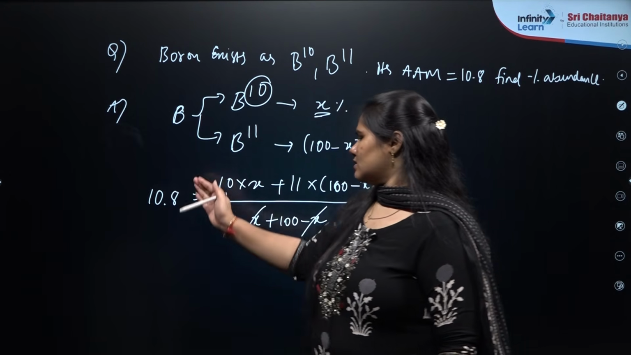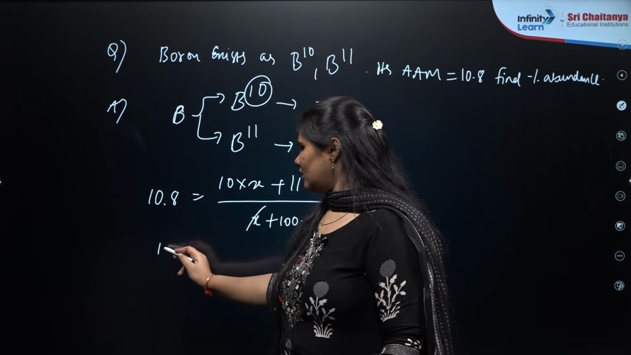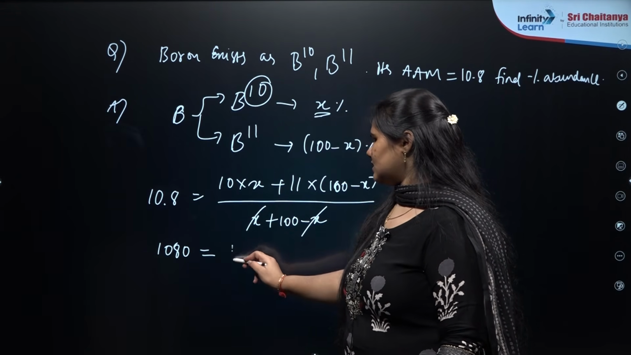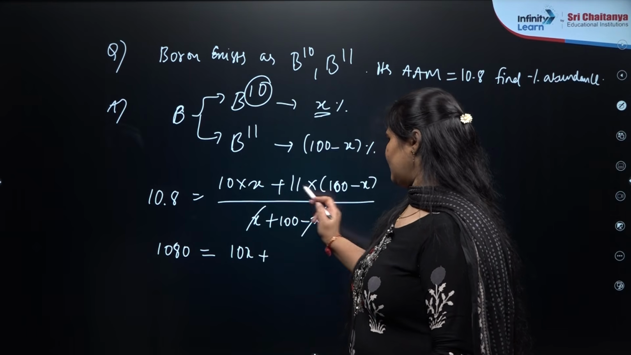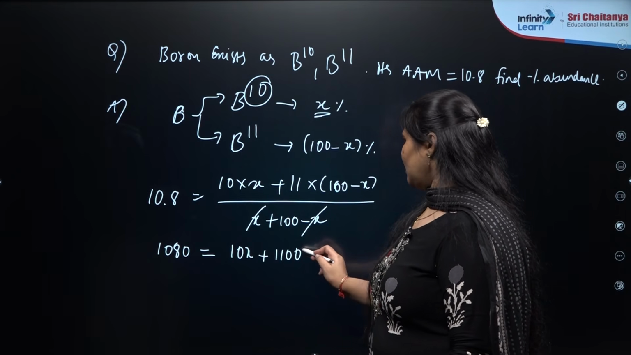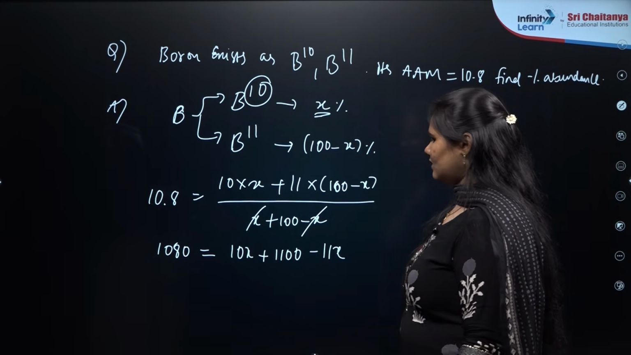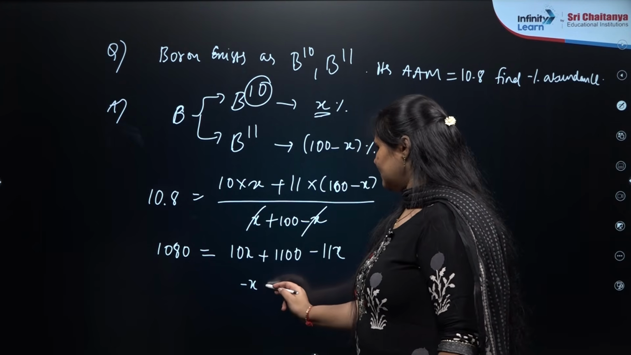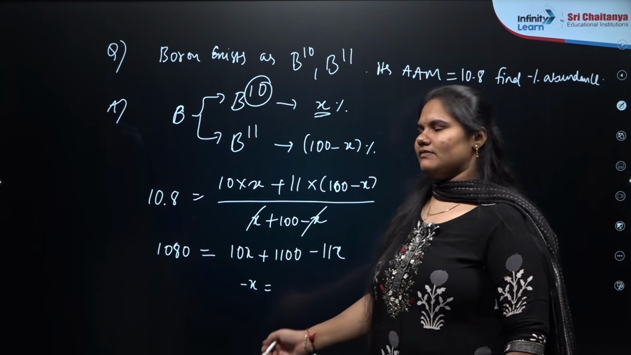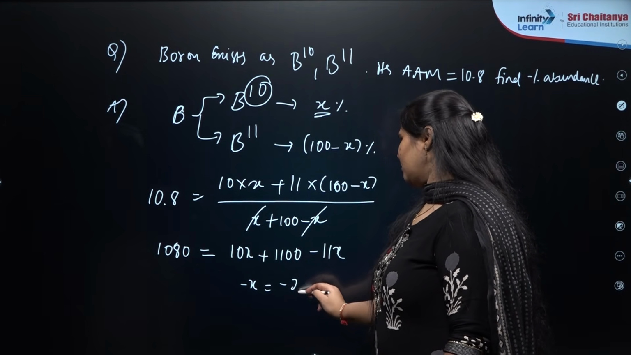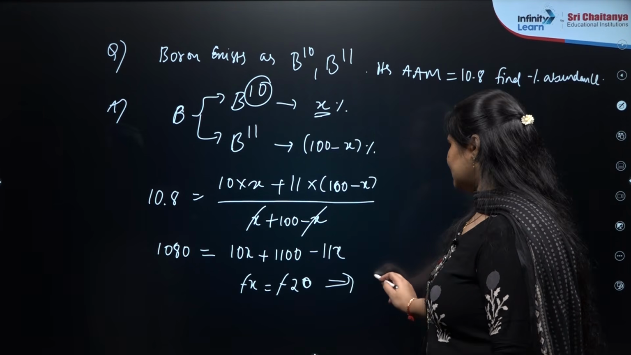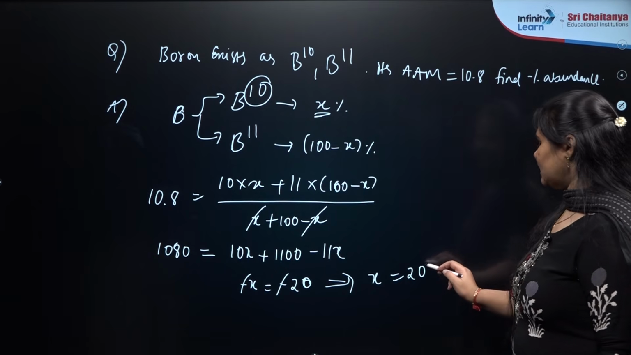If this 100 goes to this side, 10.8 into 100 how much? 1080 is equal to 10 into X is 10X, 11 into 100, 1100 minus 11 into X, 11X. Now 10X minus 11X, minus X, is equal to 1100 goes that side, 1080 minus 1100, minus 20. Minus minus will get cancelled. Finally X will be 20.